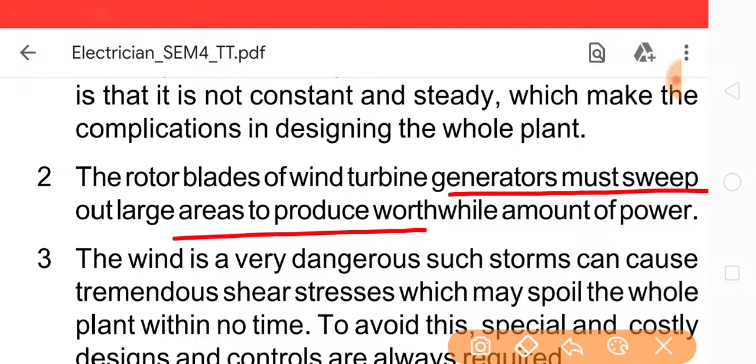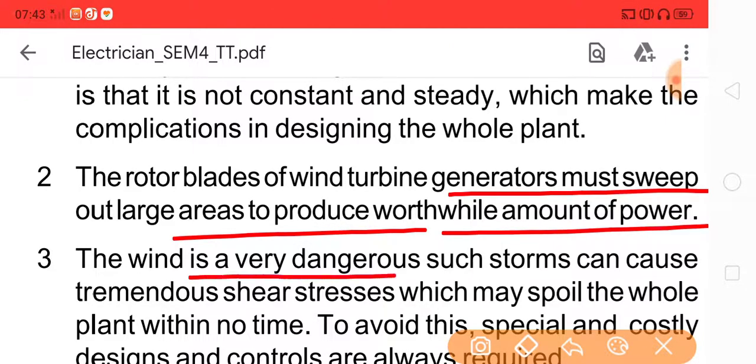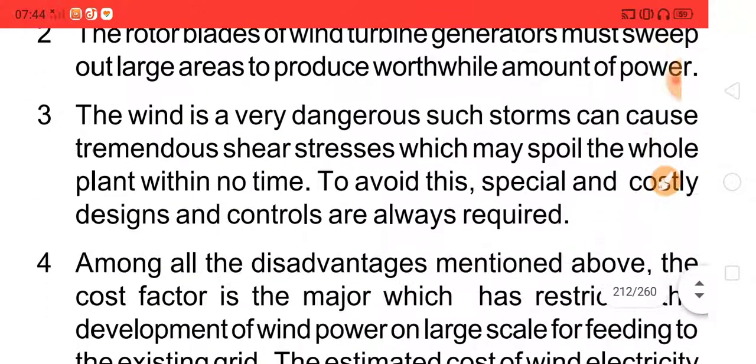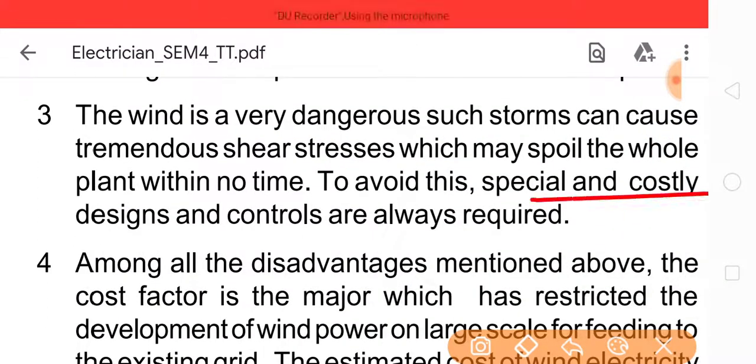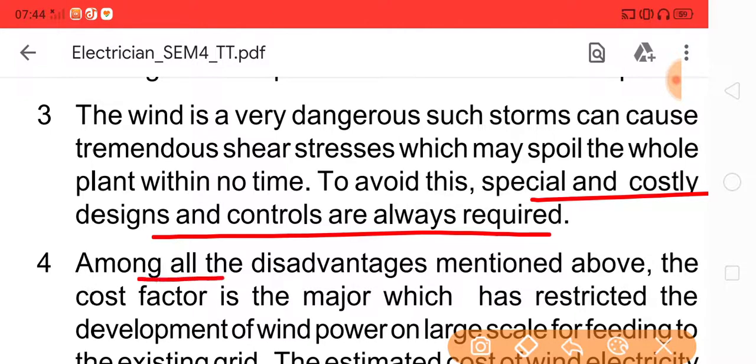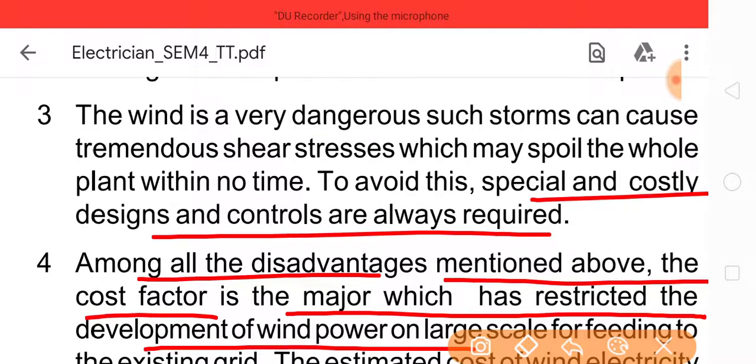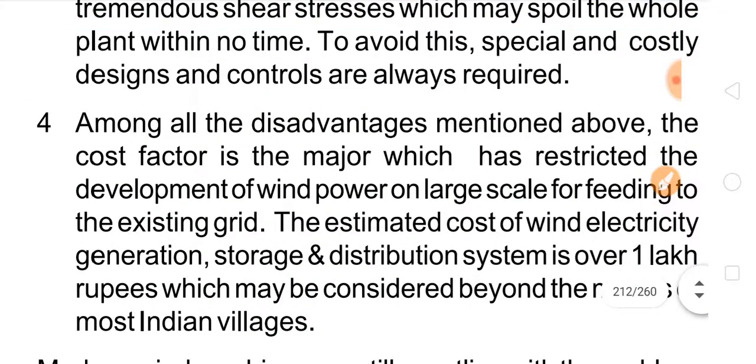The wind in storms is very dangerous. Such storms can cause tremendous shear stress which may spoil the whole plant within no time. To avoid this, special and costly designs and controllers are always required. Among all the disadvantages mentioned above, the cost factor is the major one which has restricted the development of wind power on a large scale for feeding to existing grids.